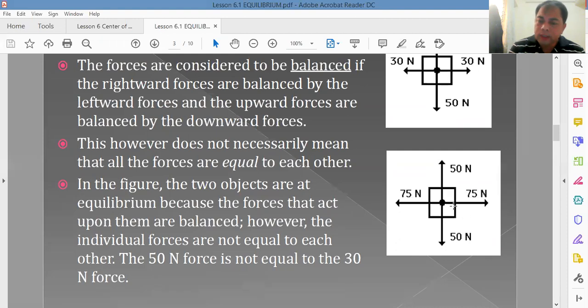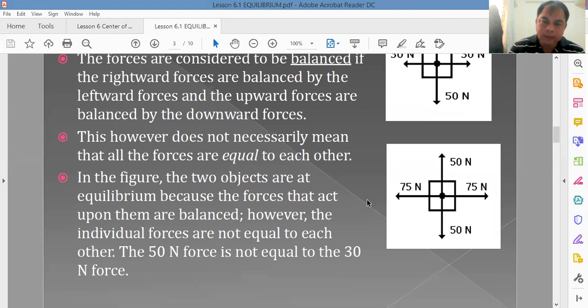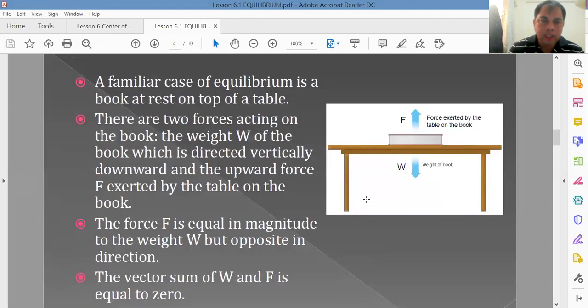So here is another illustration. We usually deal with our figure like this: we combine all horizontal forces together and we combine all vertical forces together to know whether the forces on the axis are balanced or not.